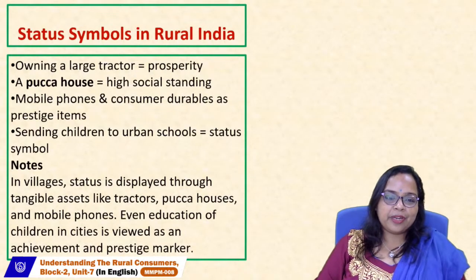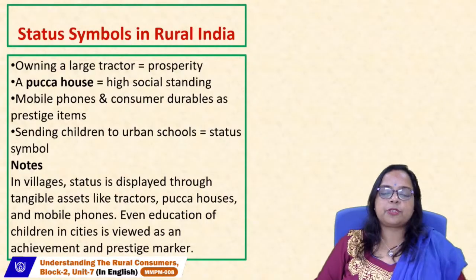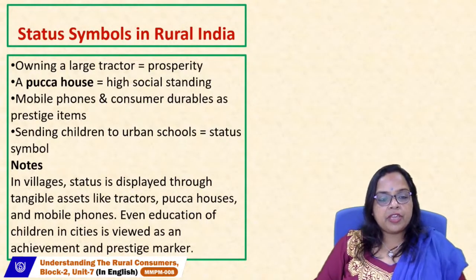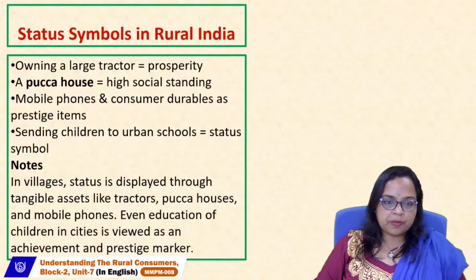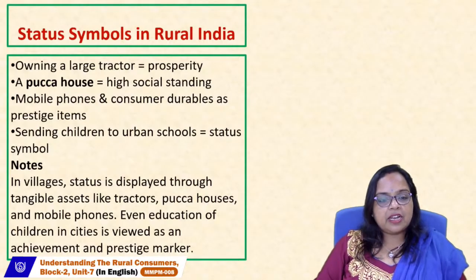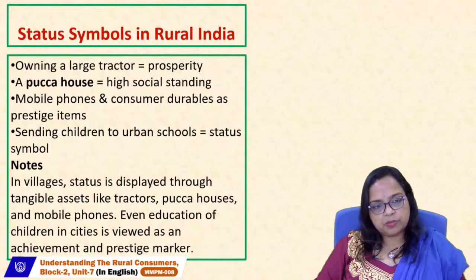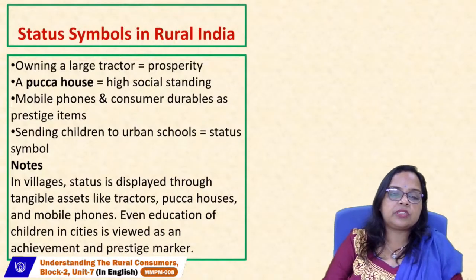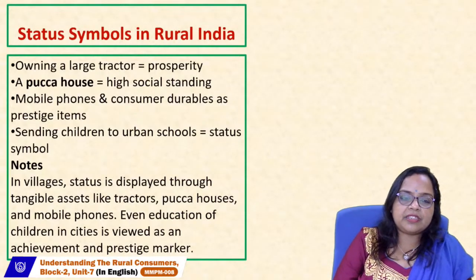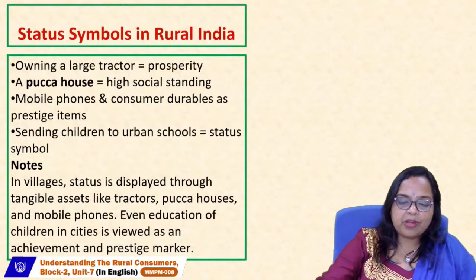Owning a large tractor is considered prosperity in villages. Having a pakka house also represents high social standing in villages. Having mobile phones and consumer durables is prestigious to purchase. Sending children to an urban school is a status symbol, and it really matters in the purchase decision of the buyers. They want to adhere to this kind of status symbol. That is the reason they are buying mobile handsets.